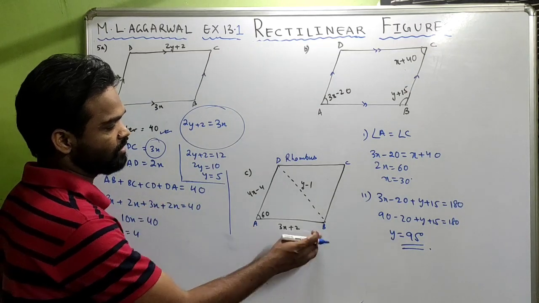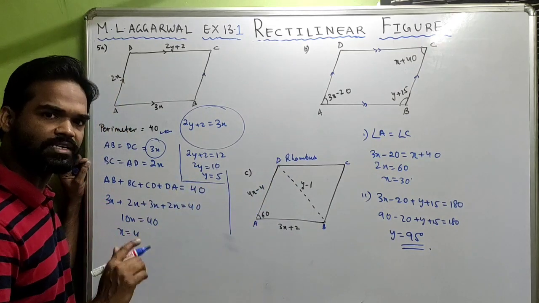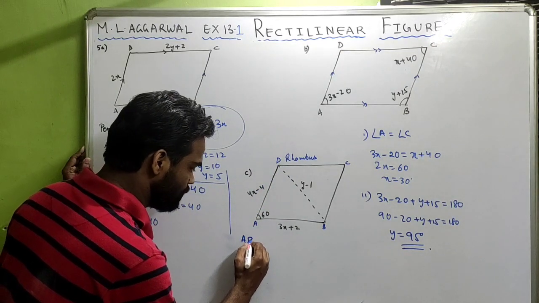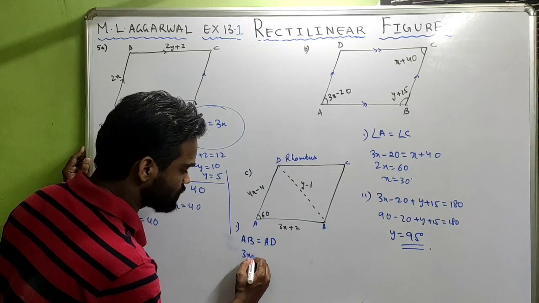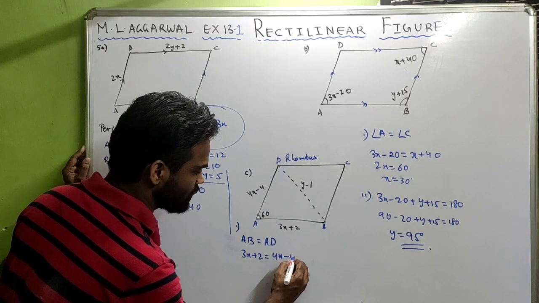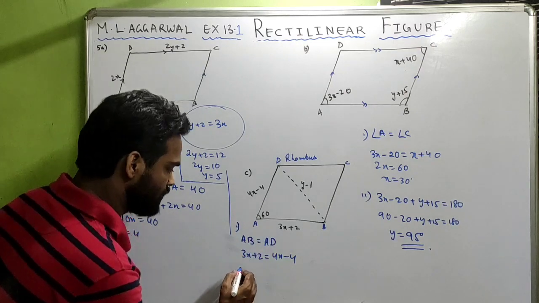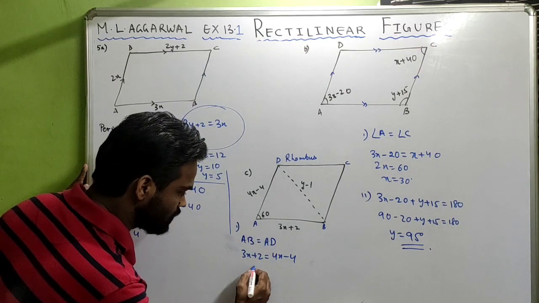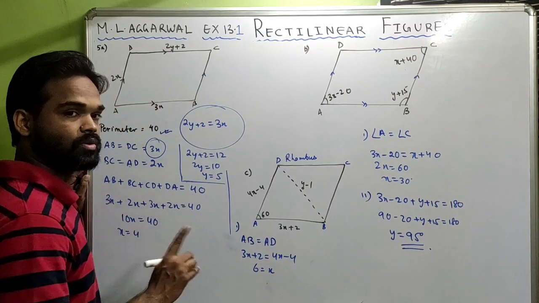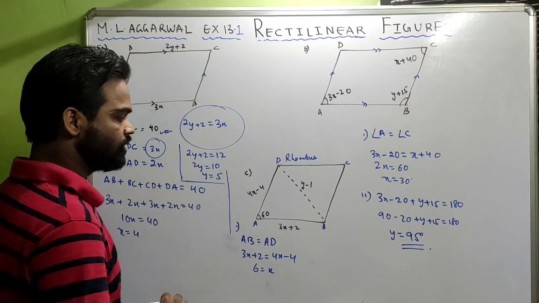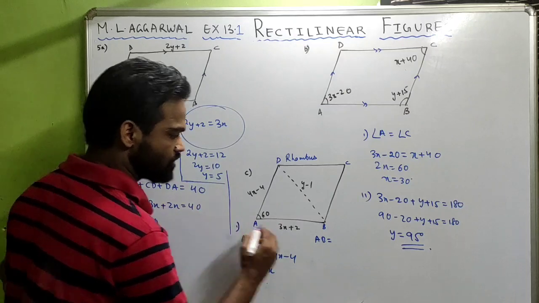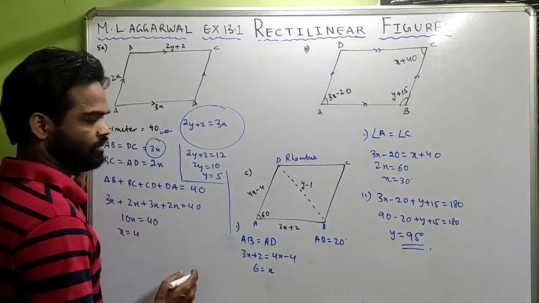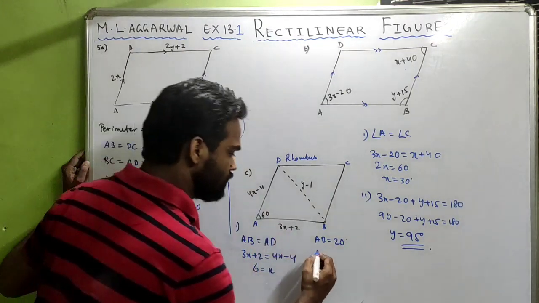First of all, AB and AD will be equal. Adjacent sides are equal. So AB will be equal to AD, which means 3x plus 2 is equal to 4x minus 4, which means this will be 6 equals x. So x equals 6 units. Find AB. AB is how much? 6 3s are 18 plus 2, 20. Similarly, AD will be 20.